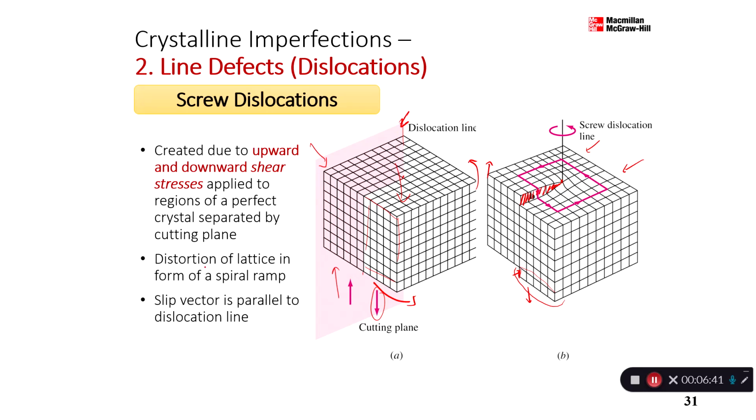So the lattice distortion, or the defect that is happening, happens in the form of a spiral ramp. And the slip vector is parallel to the dislocation line. Okay, the slip vector, this is the slip, is parallel to the dislocation line. Okay, in this diagram, both are vertical lines.